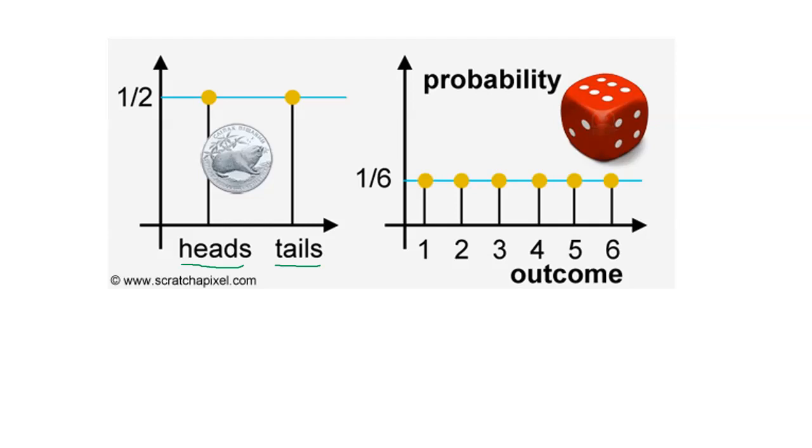And so each one of these outcomes has an equally likely chance, and that's why they've drawn this line right here to show that you're either going to have heads or tails. It's equally likely. So each one of those outcomes has exactly a 1 out of 2 chance. Over here with the dice, same thing. Every number on the dice has the same probability of being chosen. You have a 1 out of 6 chance.